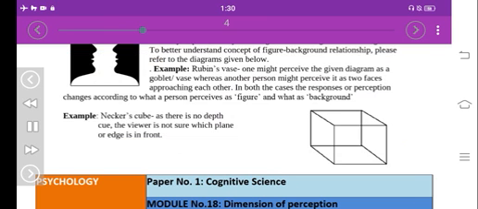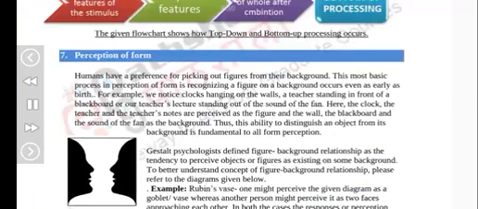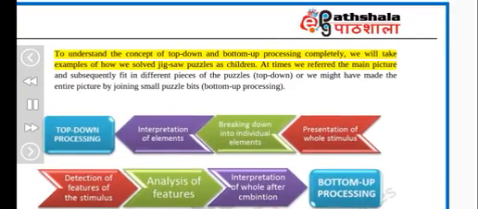Psychology Paper Number 1, Cognitive Science. To understand the concept of top-down and bottom-up processing completely, we will take examples of how we solved jigsaw puzzles as children. At times we referred to the main picture and subsequently fit in different pieces of the puzzle, top-down, or we might have made the entire picture by joining small puzzle bits, bottom-up processing. The given flowchart shows how top-down and bottom-up processing occurs.